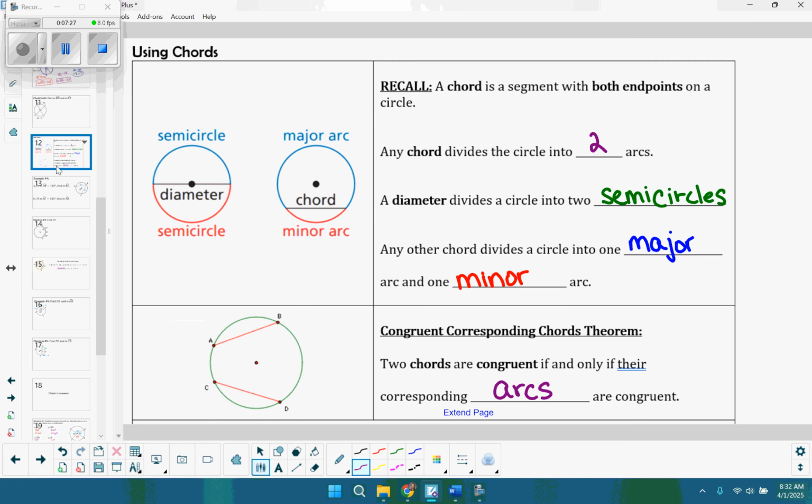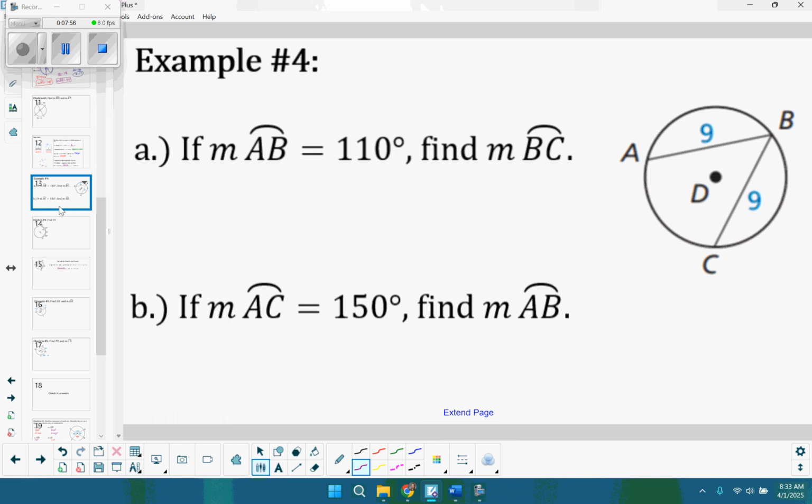So, using some chords, remember that a chord is a segment where endpoints are on the circle. Any chord will divide the circle into two different arcs. If the diameter is the chord, we actually have two semicircles, but any other chord will make a major and a minor arc. Two chords are congruent if and only if their corresponding arcs are congruent. So if I know that these two arcs are congruent, that makes these two chords congruent, and vice versa. If I know these two chords are congruent, I can say that those two arcs are congruent.